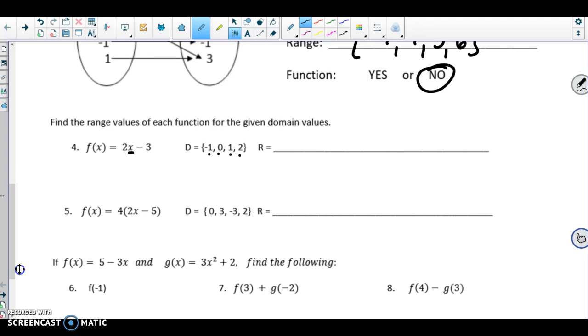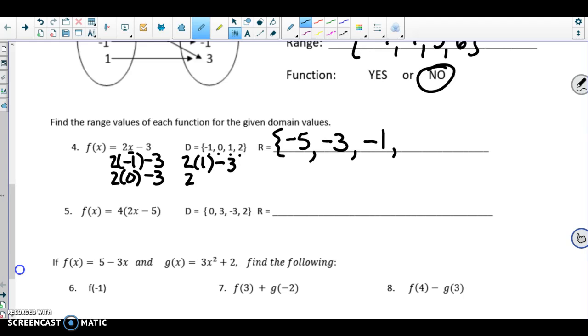just evaluating where we have 2 times -1 minus 3, or -2 minus 3, which is -5. If I plug in 0, 2 times 0 minus 3, or 0 minus 3, would be -3. If I plug in 1, 2 times 1, which is 2, minus 3 is going to end up being -1. And then finally, 2 times 2 minus 3, or 4 minus 3, which is +1. So that would be my range.